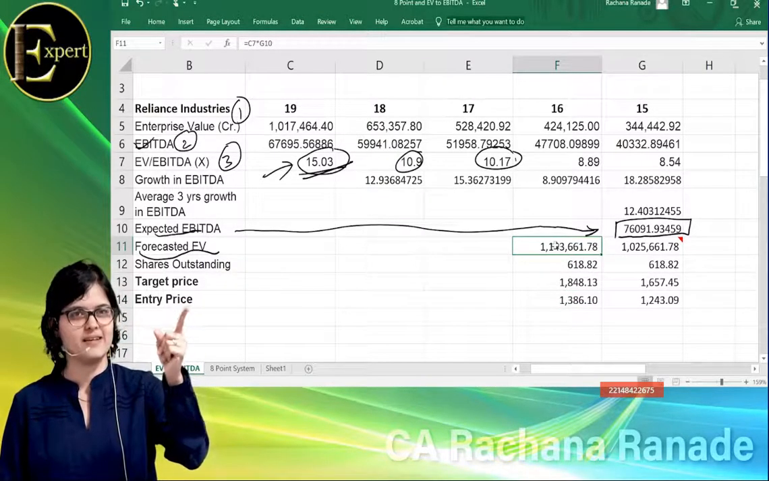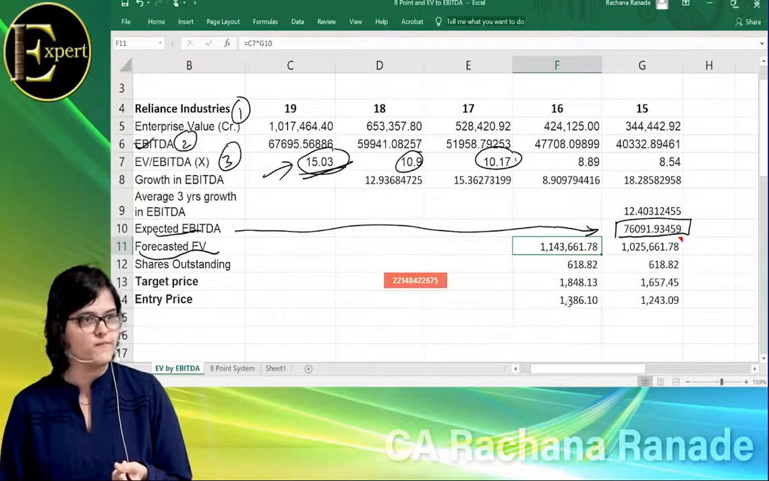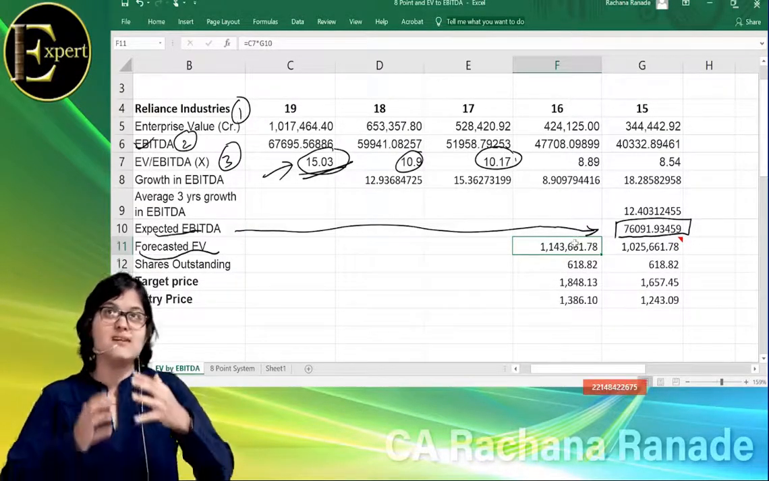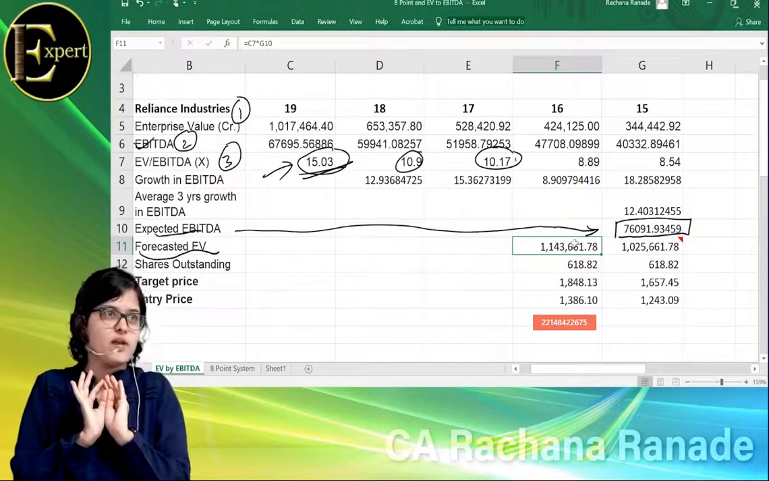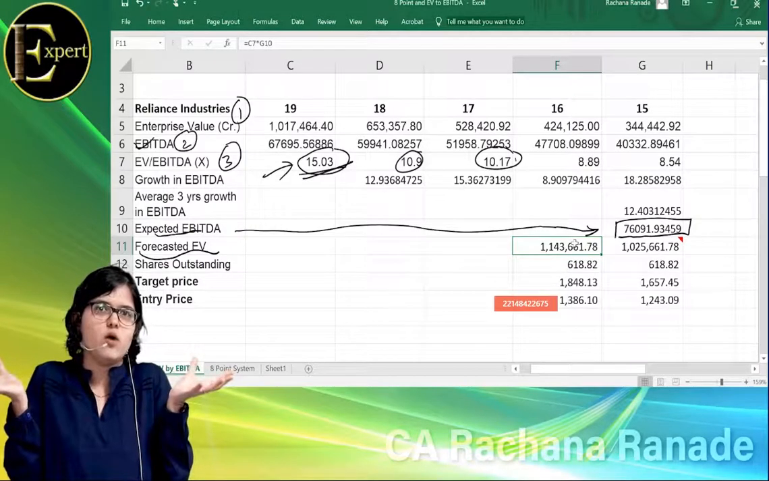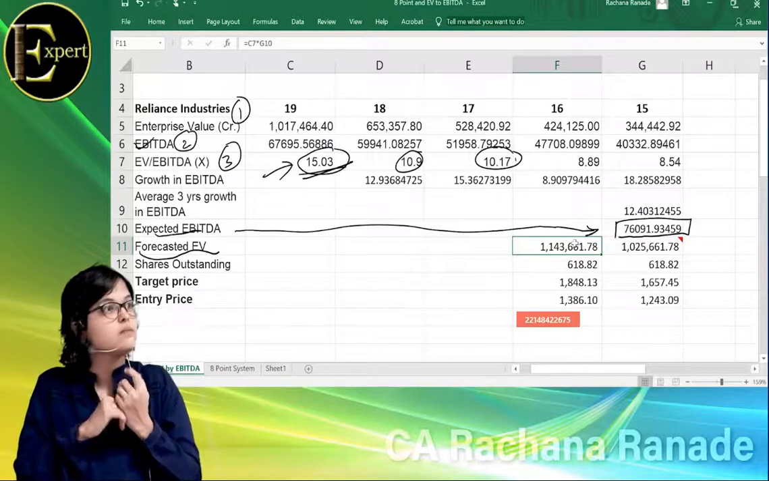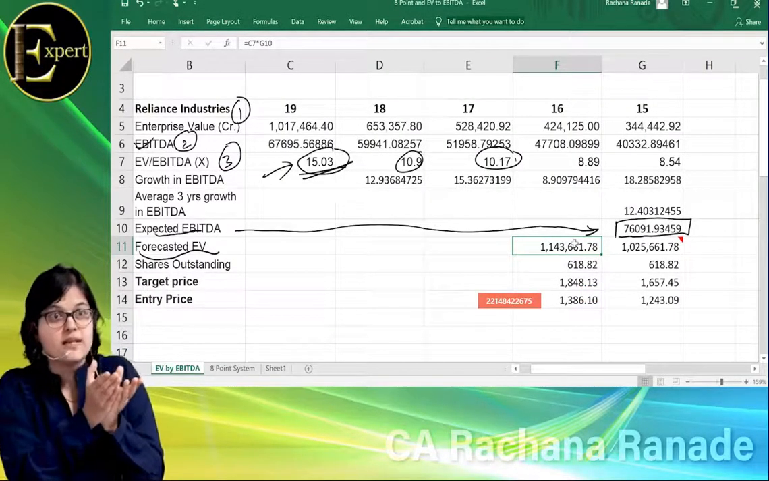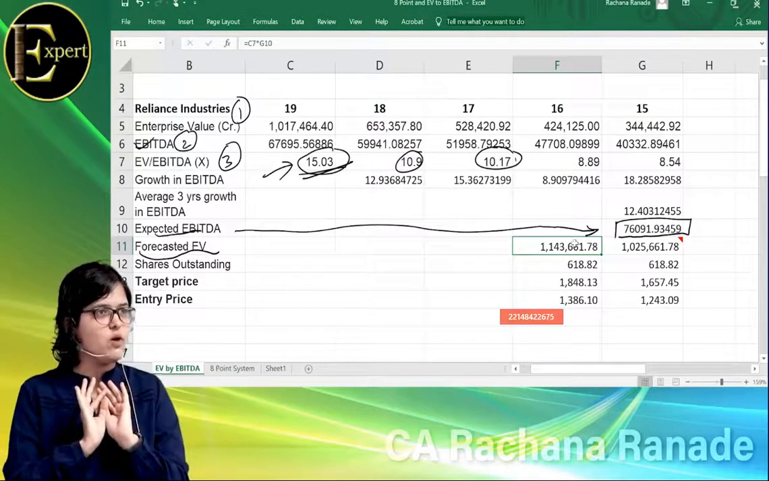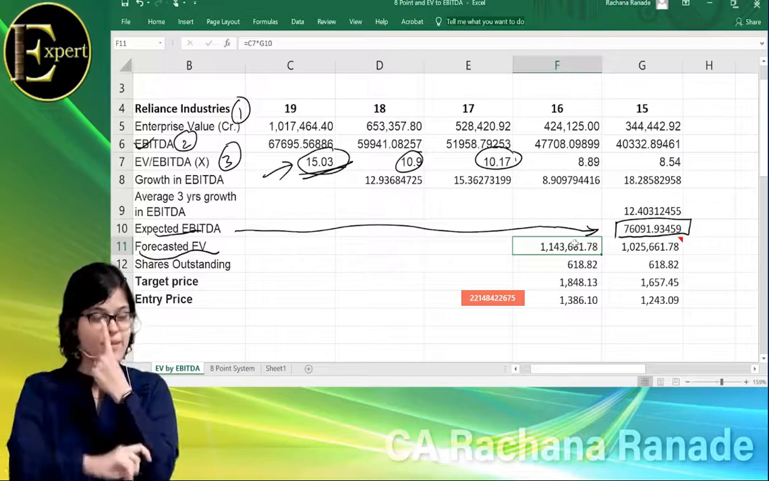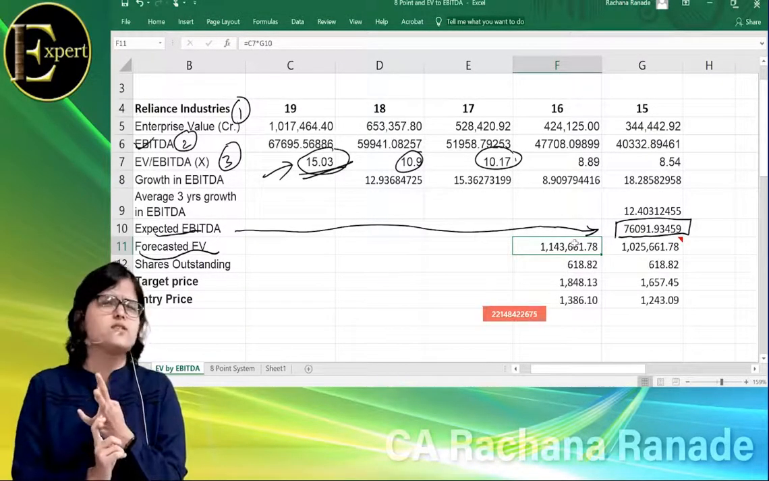Exactly. So that's what I'm coming to now. That is why I calculated this and told you just now. Now understand, it is the forecasted enterprise value. Should I take the entire value or the value which is available to shareholders? Value which is available to shareholders means what? When I calculated the entire value, it included what? Share capital, debt, and cash equivalent.